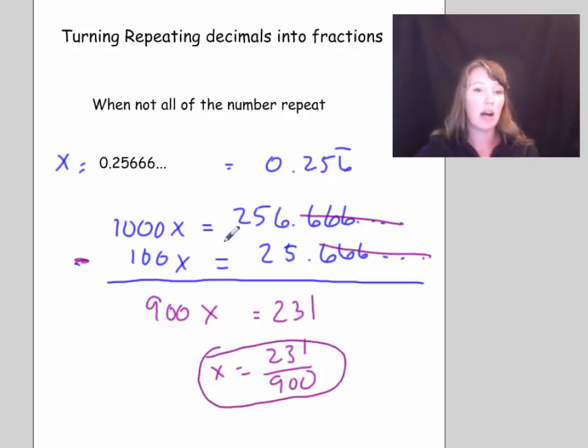Now what I did was, again, I wanted to use powers of 10. I want to multiply x so that the tails of the 2 numbers that I'm subtracting are identical. You could have used 10,000 and 1,000. It wouldn't matter that much. You'd actually still get the same thing in the end, as long as you can eliminate those tails. So that was our whole goal.